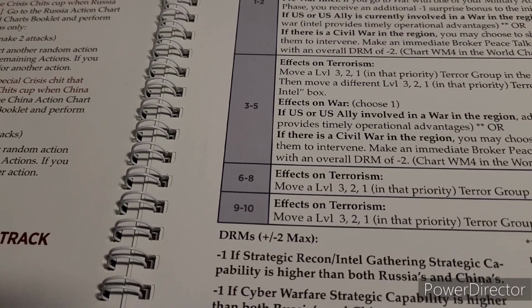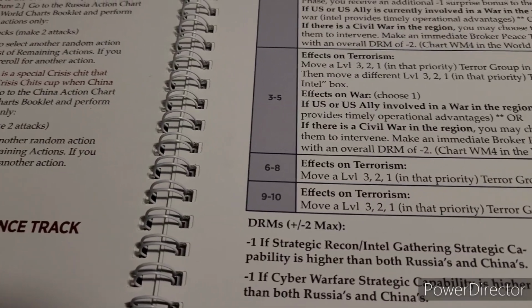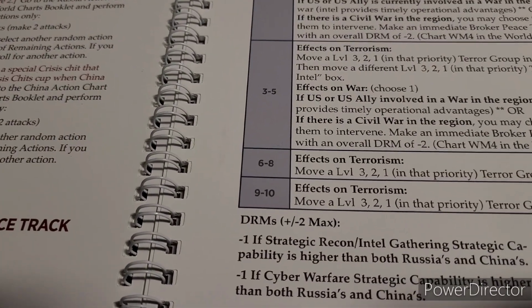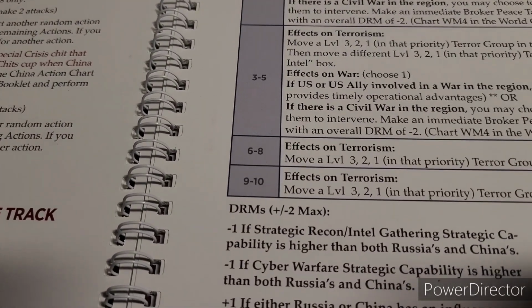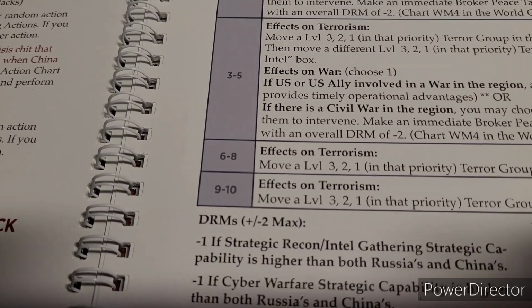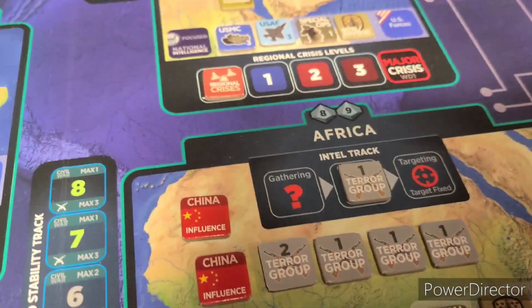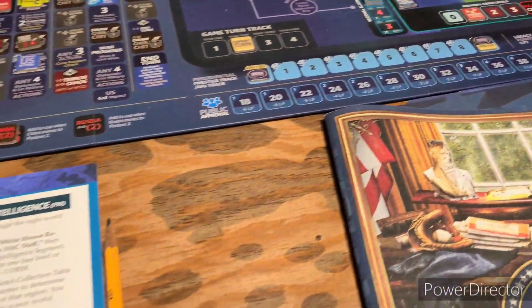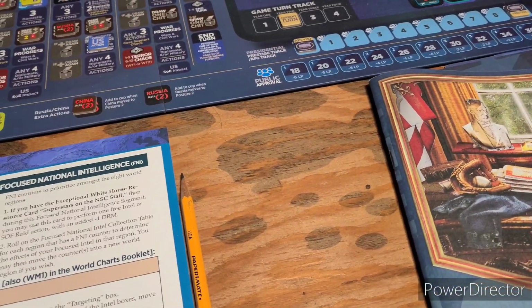Effects of war. Choose one. Alright, no, really no war. If the U.S. or a U.S. ally is involved in a war in the region, it doesn't count if there is a civil war in the region, and there is not in Africa. So that's about all we can do on that focused intelligence. Wasn't too much. We will go to our next.